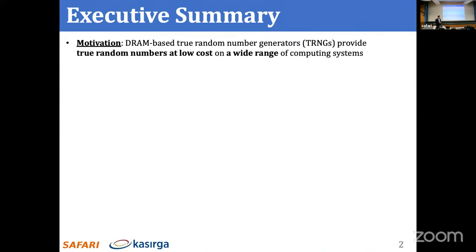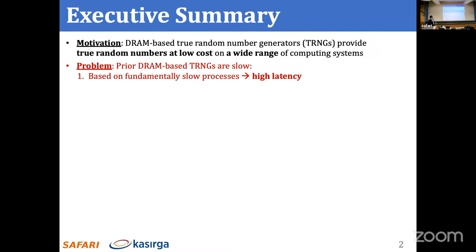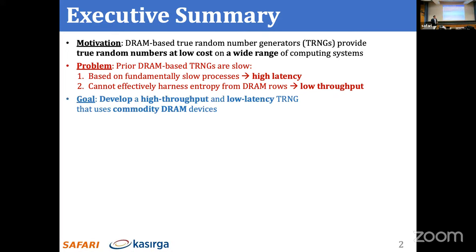I'll start with an executive summary. We're motivated by the fact that DRAM-based true random number generators can provide true random numbers to a wide variety of systems at very low cost. However, there are problems with existing true random number generators that are based on DRAM. They're very slow, because they rely on fundamentally slow processes and they have high latency. And they cannot effectively harness entropy from the very large DRAM row. Our goal is to develop a high throughput and low latency true random number generator that uses commodity DRAM devices.